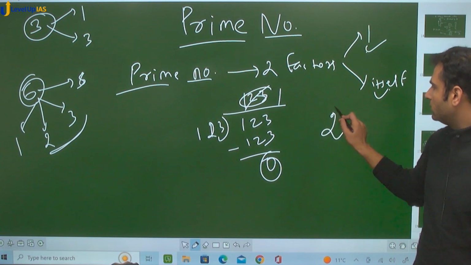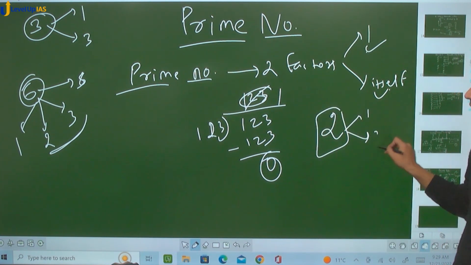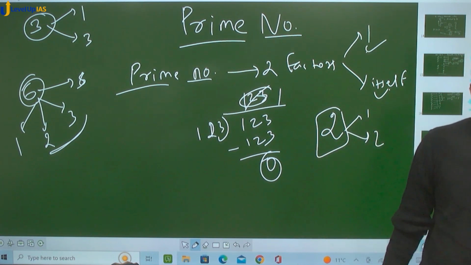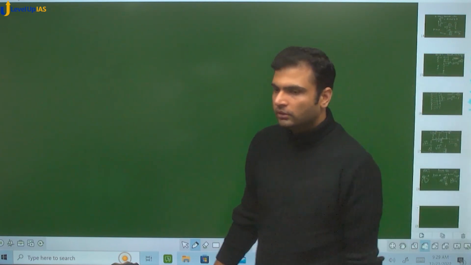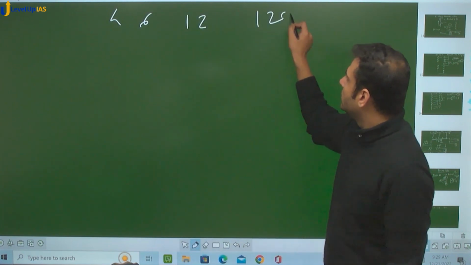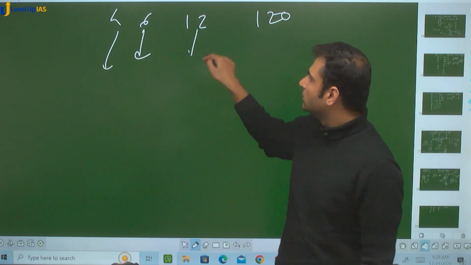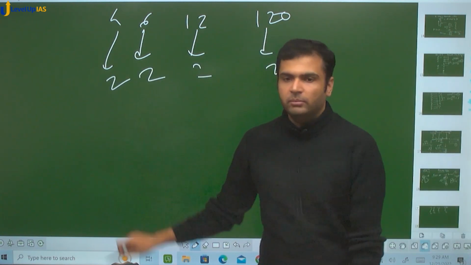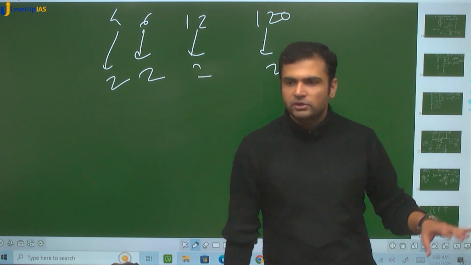Is 2 a prime number? Factors are 1 and 2. Only 2 numbers are smaller than or equal to it, so we only need to check for this. So 2 is also a prime number. Can any other even number be a prime number? For example, 4, 6, 112, 120. Can these be prime numbers? No. 2 will always be a factor of these numbers. So any other even number cannot be a prime number. 2 is the only even prime number. All other prime numbers are odd.